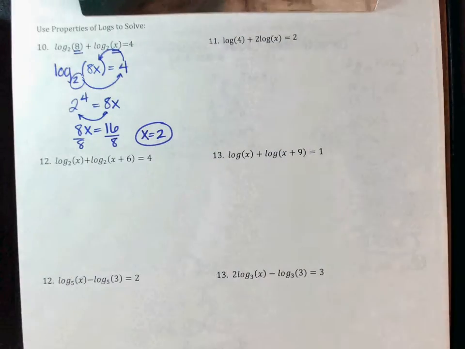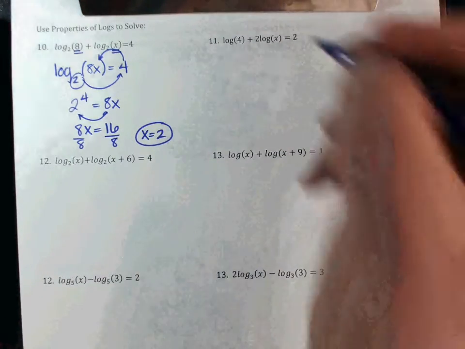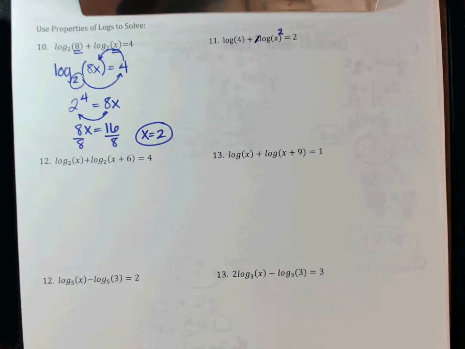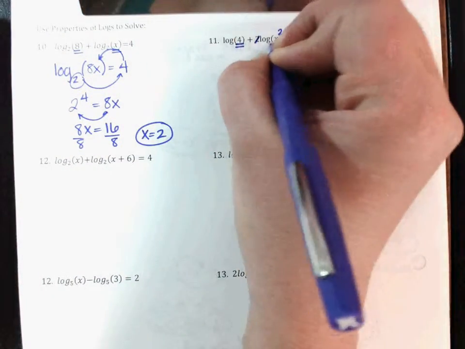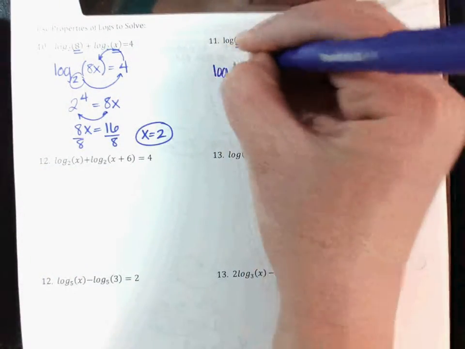Okay, now look at number 11. There's an extra property on this one. What do you have to do before you combine these? Put the 2 on the top. Yeah, good job. So you move your 2 up to be a squared. And then from there, if it's log 4 plus log x squared, now it's log of 4x squared.